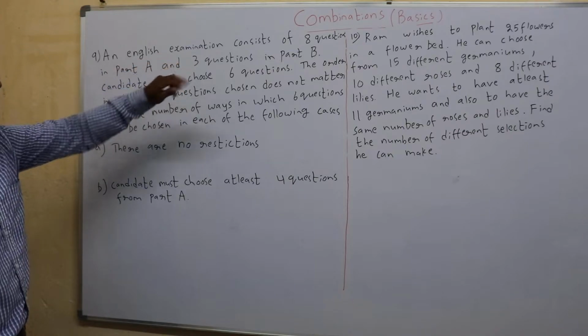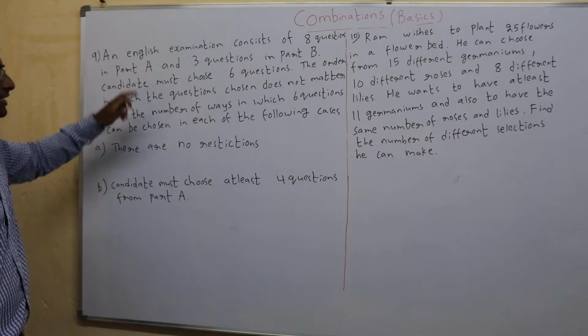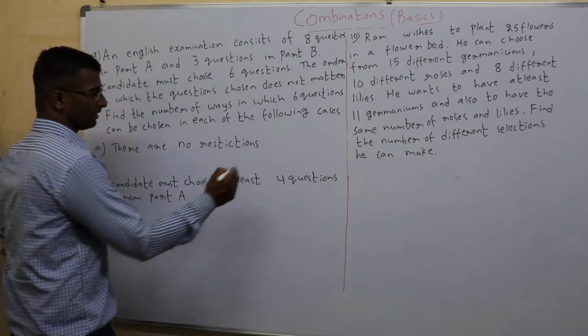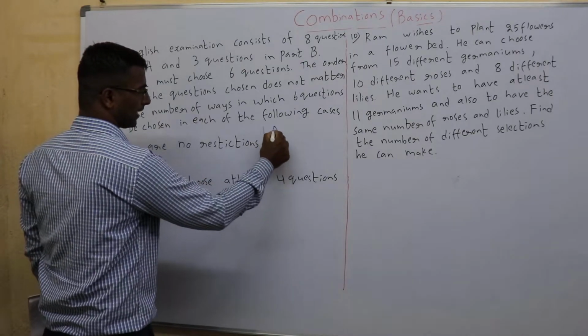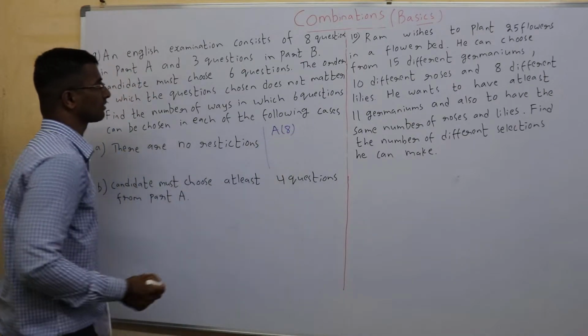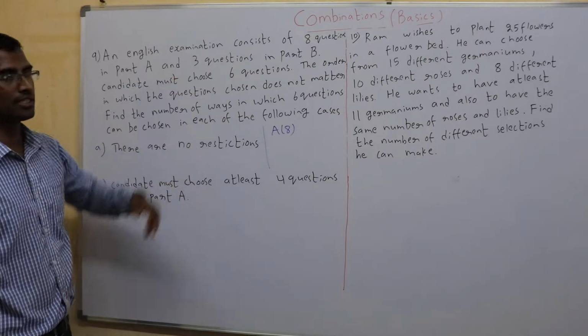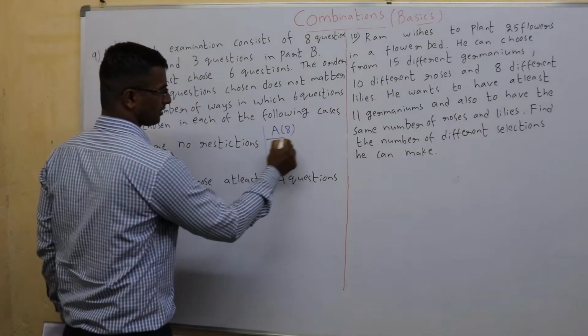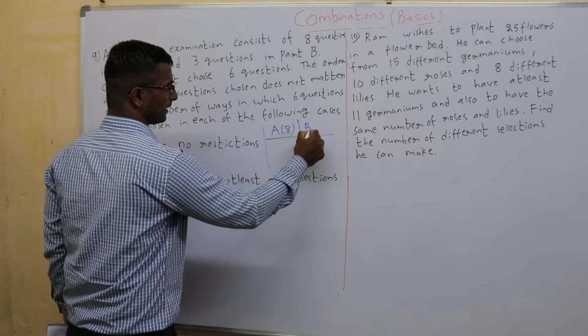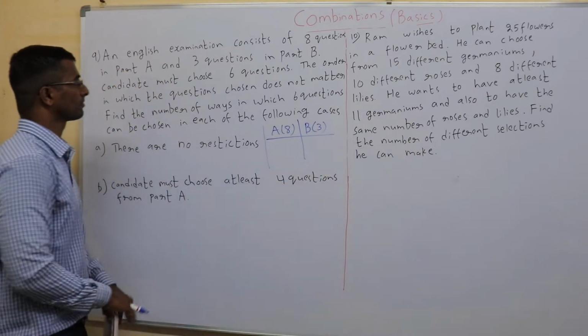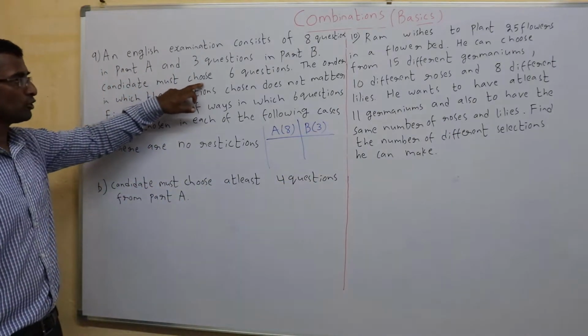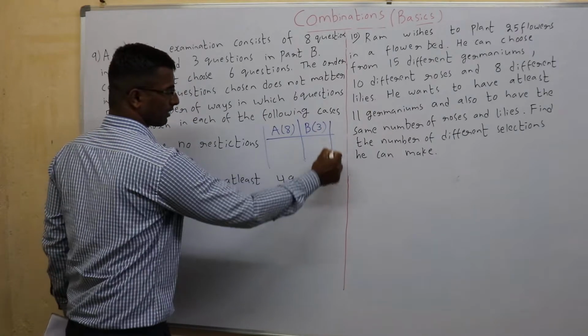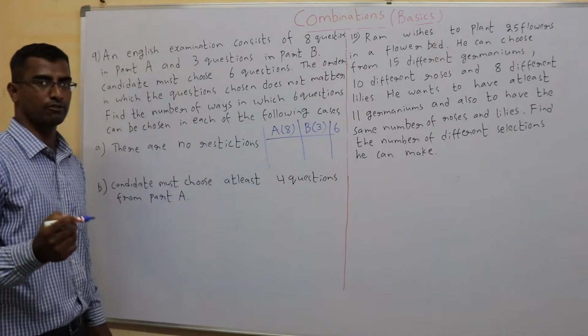An English examination consists of 8 questions in part A and 3 questions in part B. A candidate must choose 6 questions.